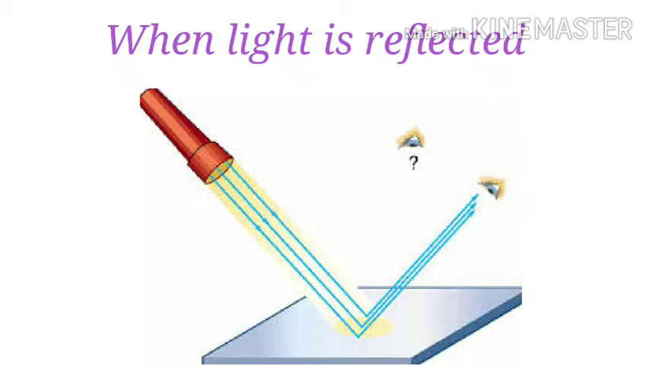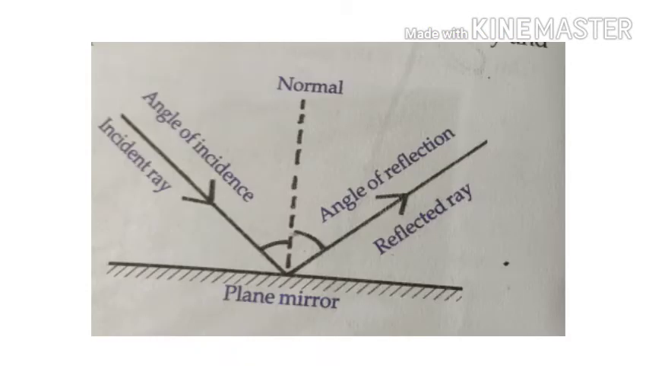So, what is the incident ray? The light ray which is falling from the torch we lit to the mirror is called the incident ray, and the light ray which gets reflected from the mirror is the reflected ray. So we studied two new terms, the incident ray and the reflected ray. With the help of your textbook, you can clear these two terms.